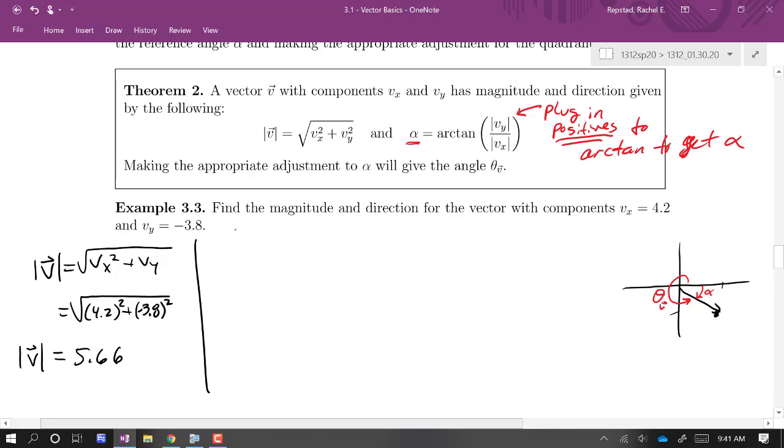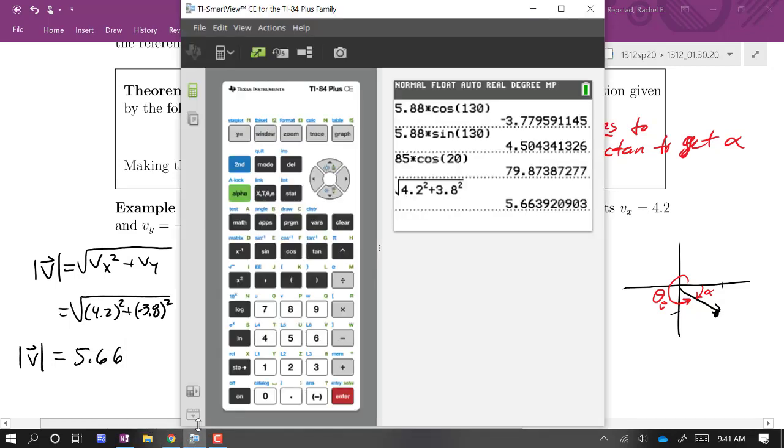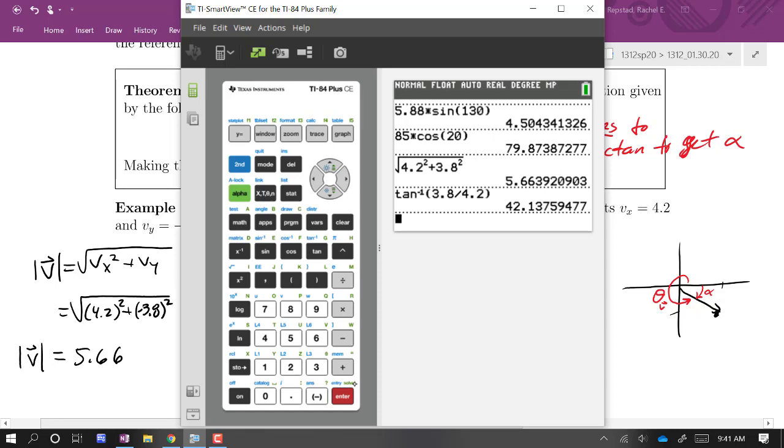Now for the angle, we're going to get alpha first. So we're going to find arctan of absolute value of by over absolute value of bx. Arctan of 3.8 over 4.2. When you're finding the reference angle, we know we should get an angle between 0 and 90 degrees, positive. If that doesn't happen, you might have forgotten to make sure you plugged in positive numbers. So 42.1 degrees.